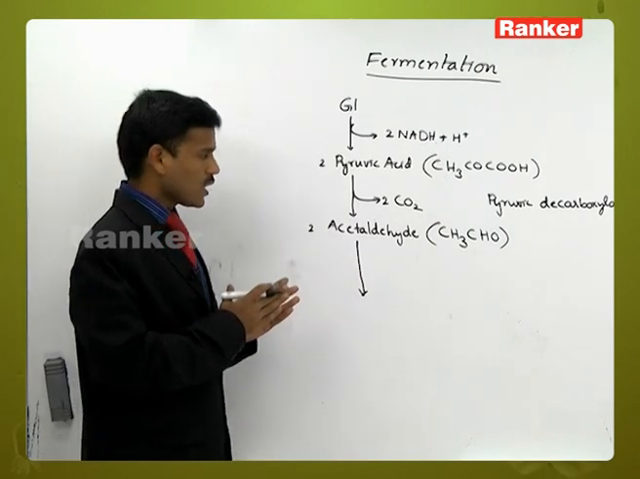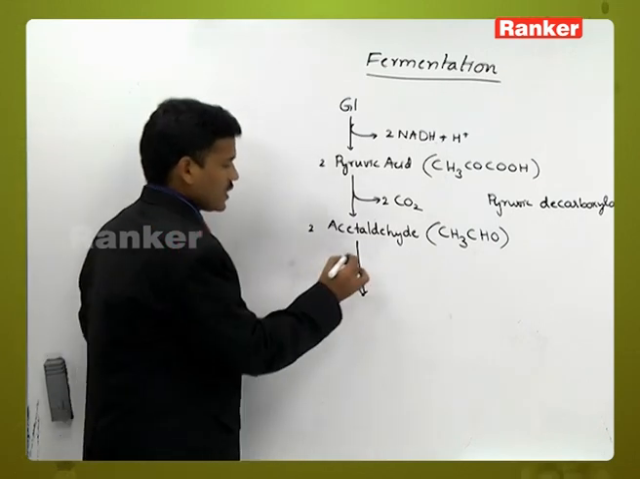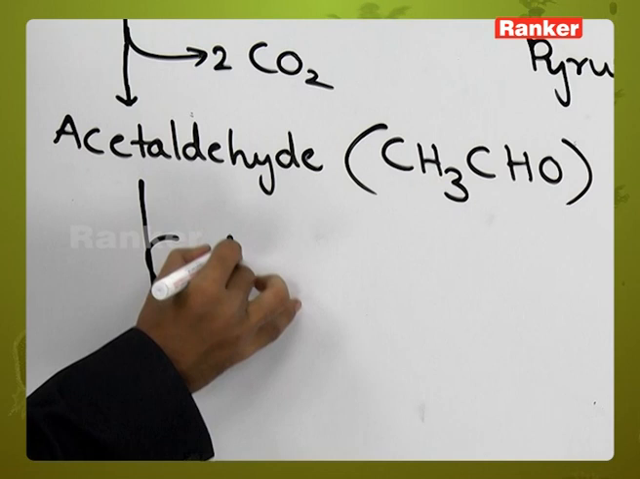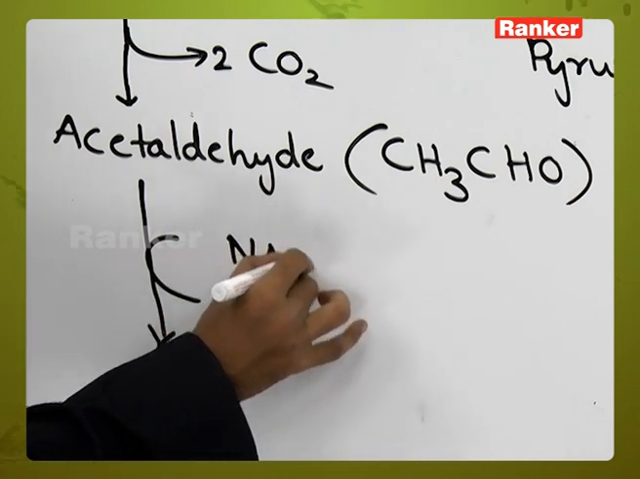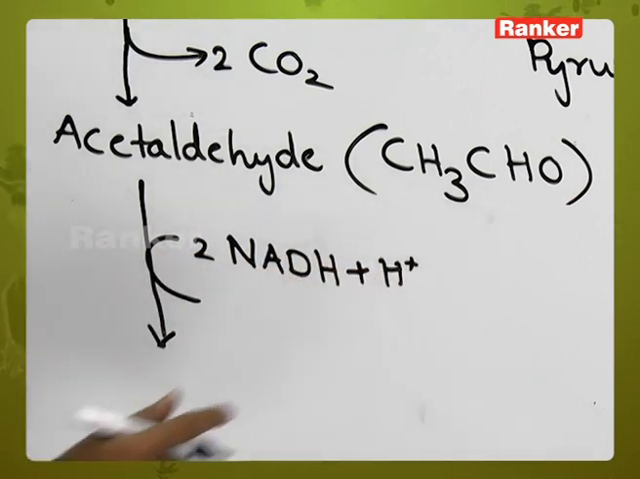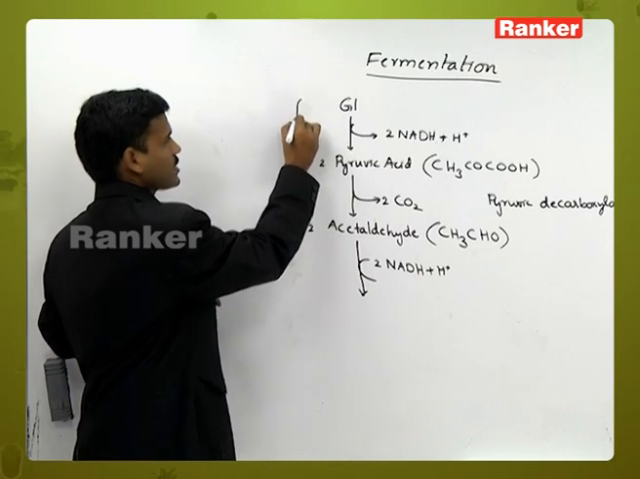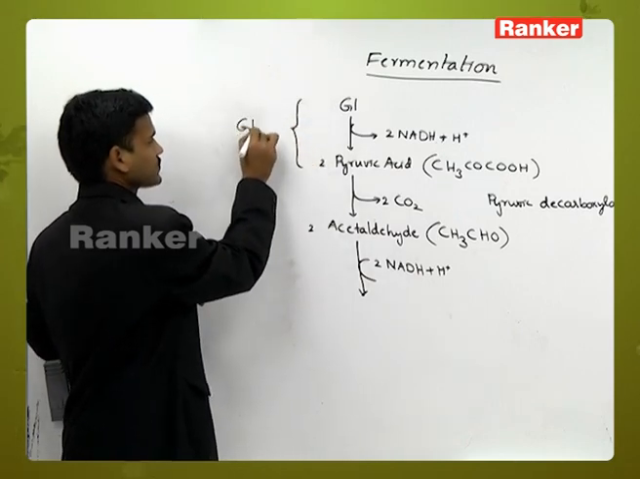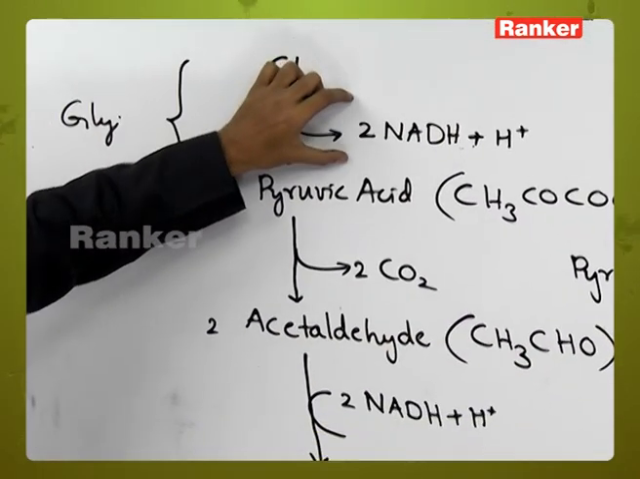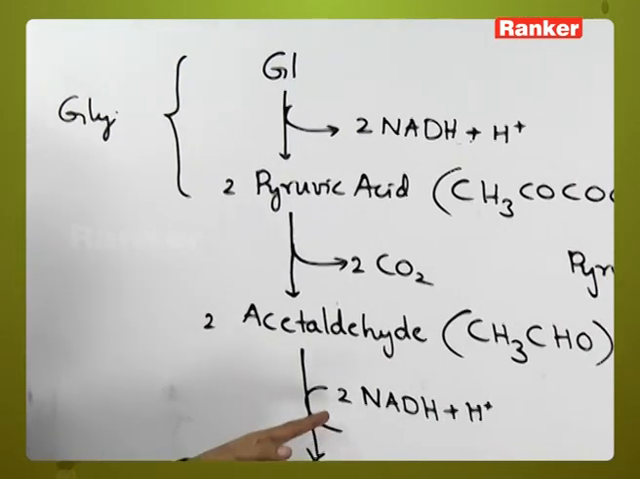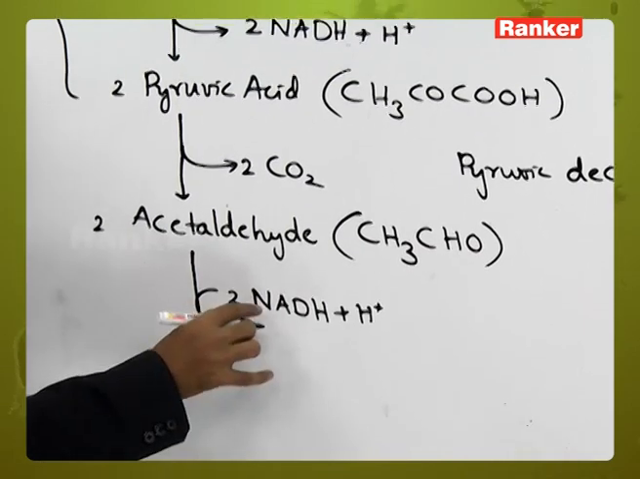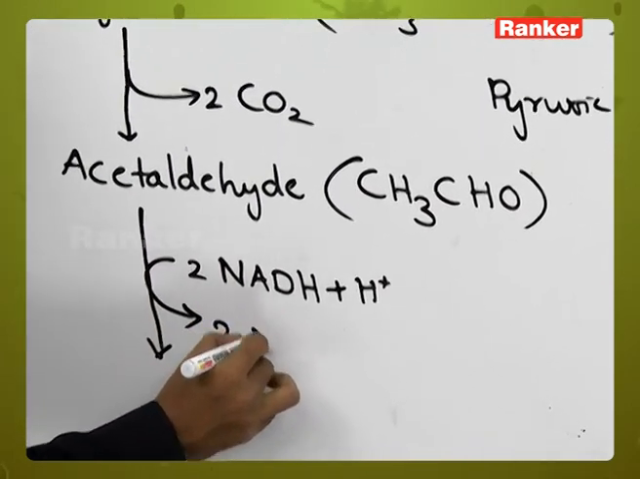Dehydrogenation means removal of hydrogens. Here the hydrogens are removed from NADH2, the 2 NADH2s which are produced in the first step, the glycolysis step. In the glycolysis step, already we discussed 2 NADH2s are produced. They are oxidized here. Oxidized means removal of hydrogens. Here hydrogens are removed from 2 NADH2s, giving 2 NAD plus.